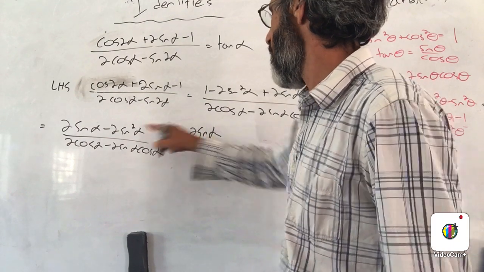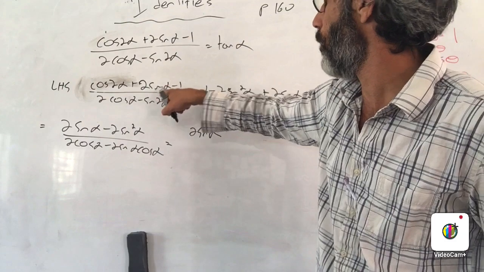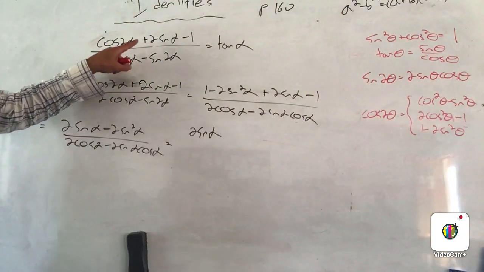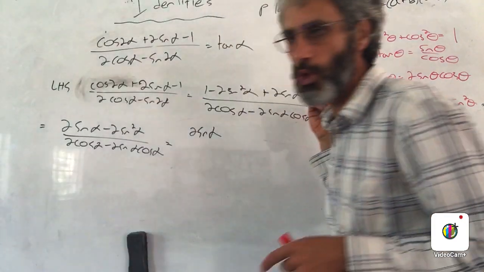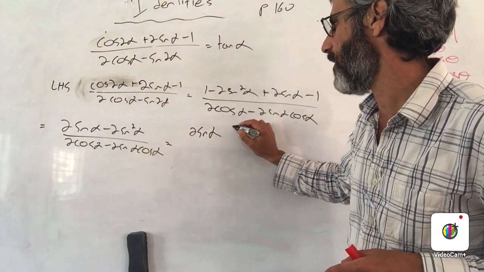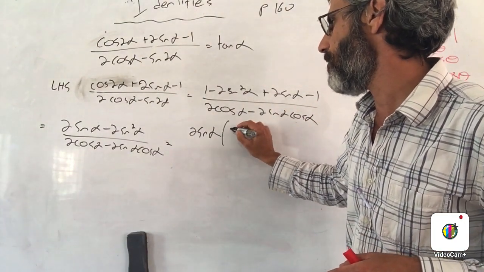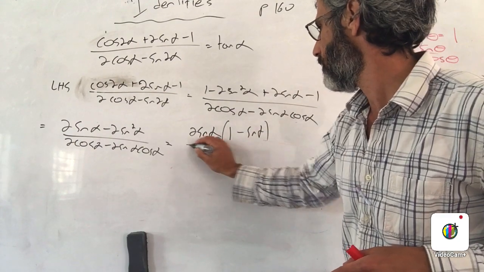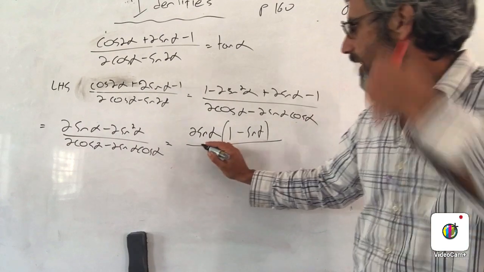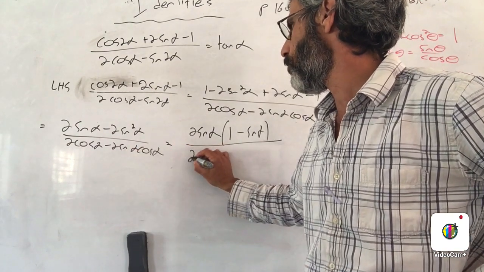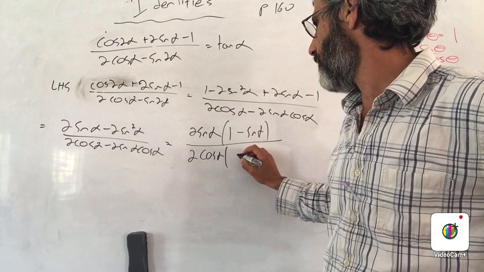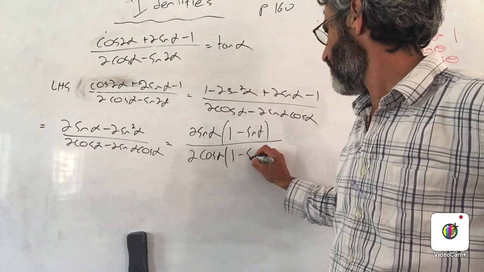And that's why I actually chose that third one, because this one will give me sine alpha, and then I have another sine alpha here. So I have 2 sine alpha. If I chose the other one, I wouldn't be able to factorize the sine alpha. So that's going to be 1 minus sine alpha, right? Okay. What can I factorize here? 2 cos alpha. And again, I'm going to have 1 minus sine alpha.